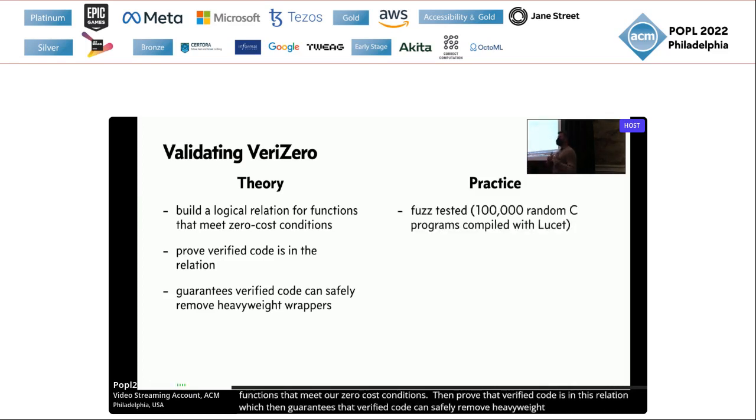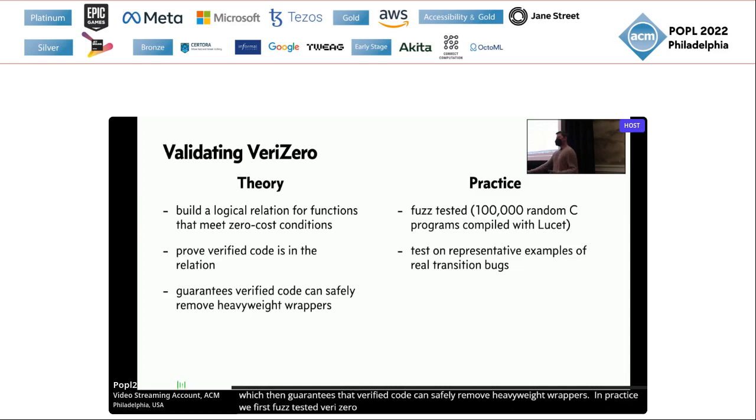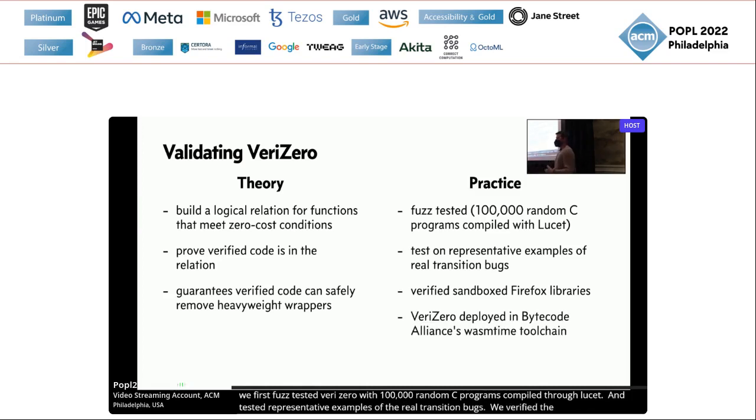In practice, we first fuzz tested VeriZero with 100,000 random C programs that we compiled through Lucet, and then tested also on representative examples of real transition bugs, such as those we pulled from the NaCl issue tracker earlier. From there, we actually verified the sandboxed Firefox libraries that we were sandboxing for Mozilla. And then lastly, VeriZero has also been deployed in the Bytecode Alliance's Wasmtime toolchain.